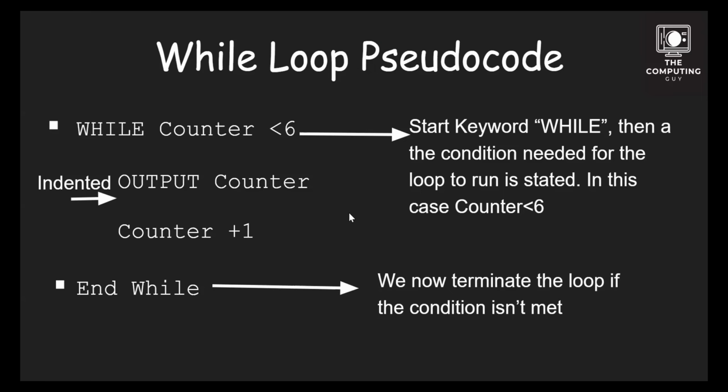Now after the initialization of the loop, we've got our indented code, which is simply going to output the counter. Then this time around, we do our increment inside the loop. This is where it's slightly different to the for loop again. So we've got counter plus 1. Then we go back up and check the condition, and if that's the case, we run it again. This continually repeats itself until eventually the condition isn't met. We go to the final line, which is end while, and now we terminate the loop. So that's just a brief example of a while loop. We will be looking at some more practical examples later on in the lesson.